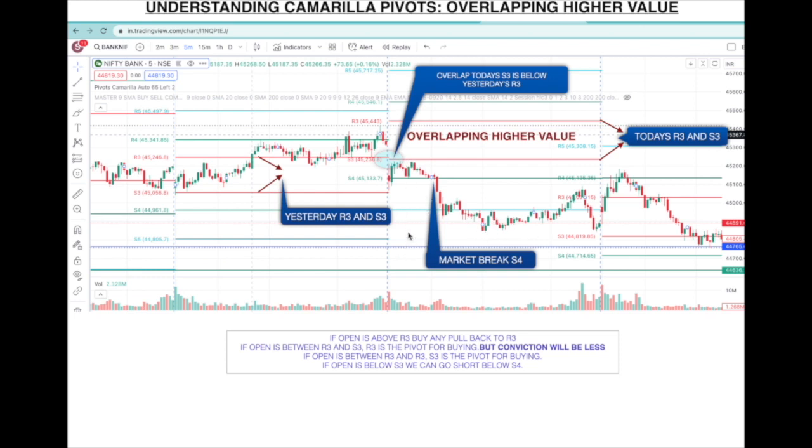It did not touch S5, but it crossed below S4, and this is good enough to get a good risk reward ratio. Here it formed a base and then reverted back to S4, but this rally should not be considered. Only this breakdown can again be sold into to get a good risk reward ratio. So we have explained all the conditions in the overlapping higher value relation: when the market opens above, when the market opens between R3 and S3, and when the market opens below S3. Okay. Now we'll see the next one.